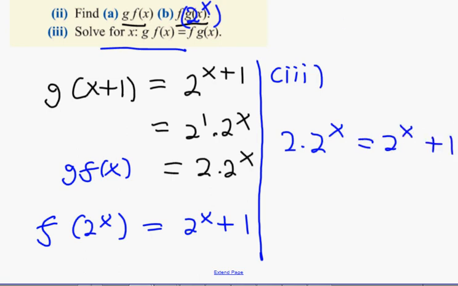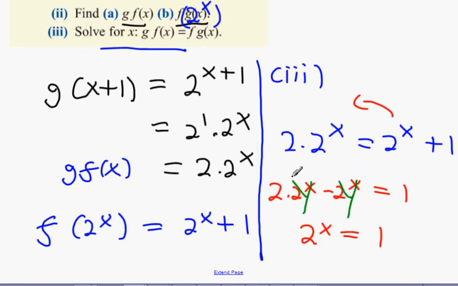Bring the 2 to the power of x over the other side. 2 times 2 to the x minus 2 to the x equals 1. What does that mean? 2y minus y. It's basically the same thing, isn't it? This is going to be 2 to the power of x equals 1. For those who don't understand, just replace 2 to the power of x with y. What's 2y minus y? y. So that's what I did there.